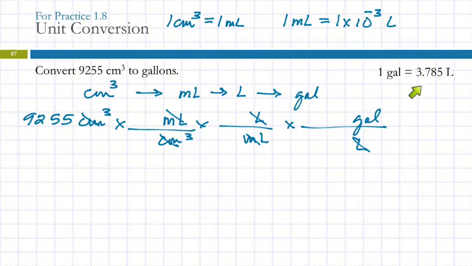So I've got this guy right here. 1 gallon goes on one side, and 3.785 liters goes on the other side. 1 cubic centimeter equals 1 milliliter, so that's just 1 and 1. 1 milliliter is 1 times 10 to the minus third liters. So 1 milliliter, 1 times 10 to the minus 3 liters. Any questions?